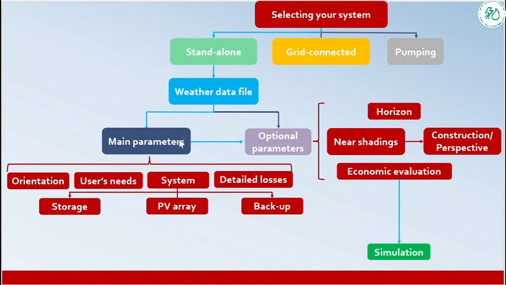There are two kinds of parameters: main parameters and optional parameters. Optional parameters aren't mandatory to define for the software. You can run your simulation if you don't define them. But main parameters, you have to input all of them correctly to have the simulation. They include orientation, users' needs, and after that choosing the system, PV array, storage, backup, and finally the detailed losses should be entered to have the simulation.